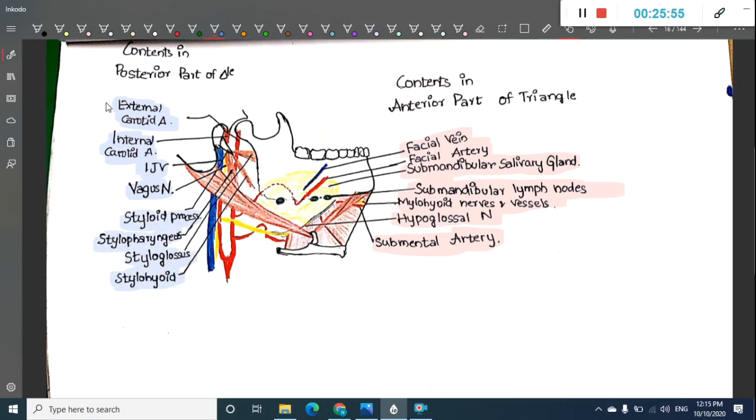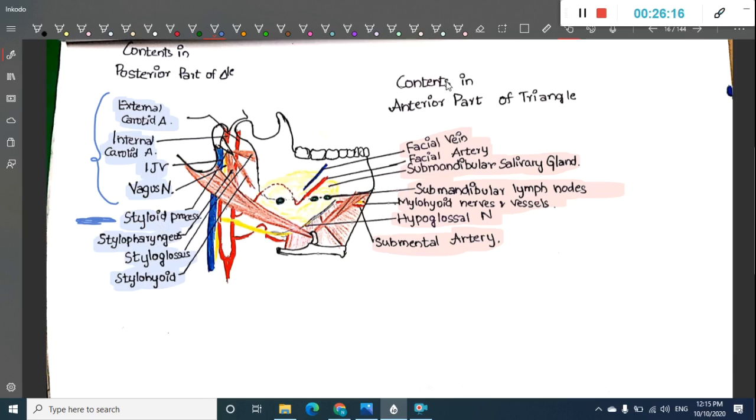Here you can remember as there are three main important structures, which are external carotid artery and internal carotid artery, internal jugular vein and vagus nerve. These are the four main structures, and along with that styloid process and its attached muscles. What are the muscles attached to styloid process? Stylopharyngeus, styloglossus and stylohyoid.